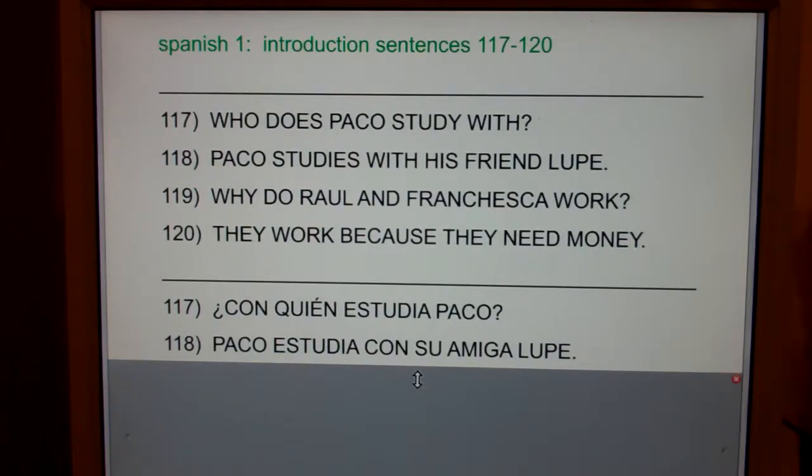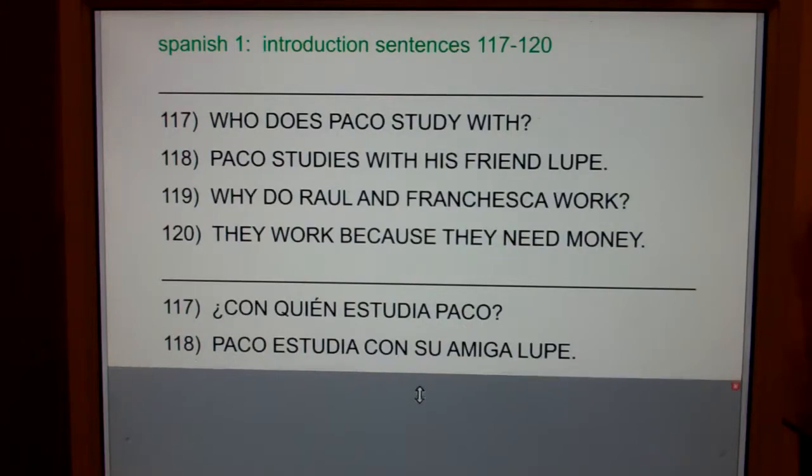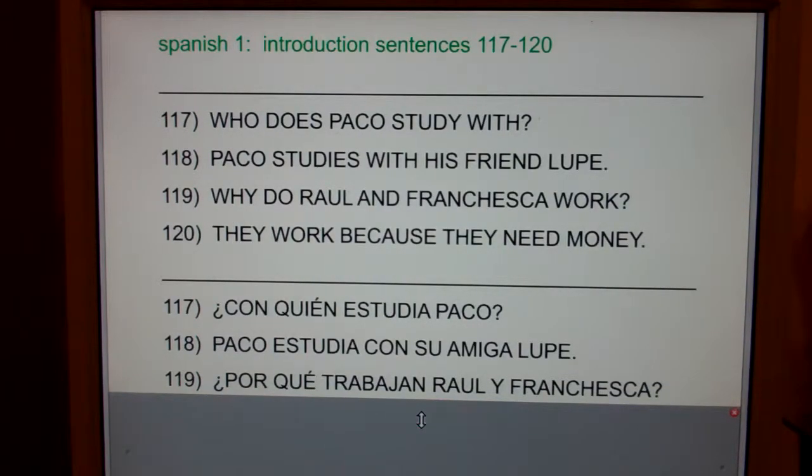119. Why do Raúl and Francesca work? ¿Por qué trabajan Raúl y Francesca?